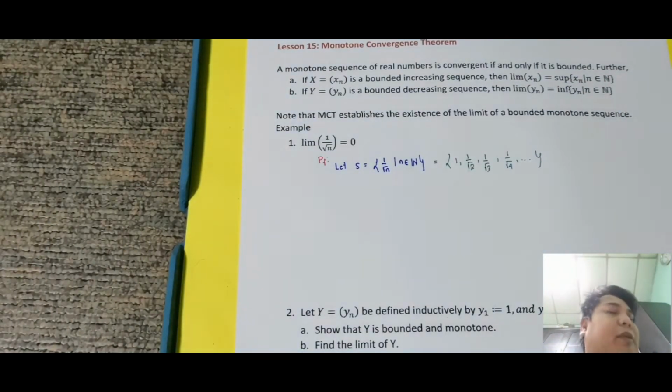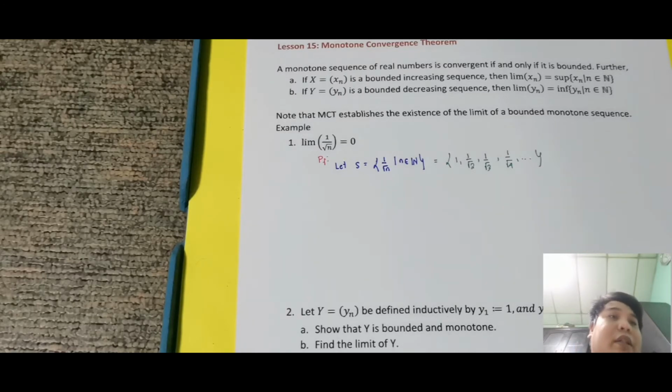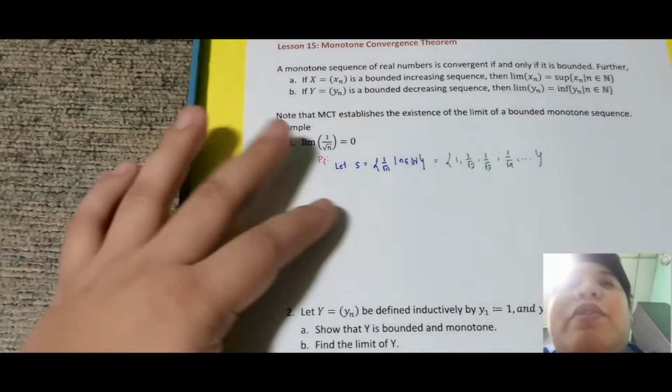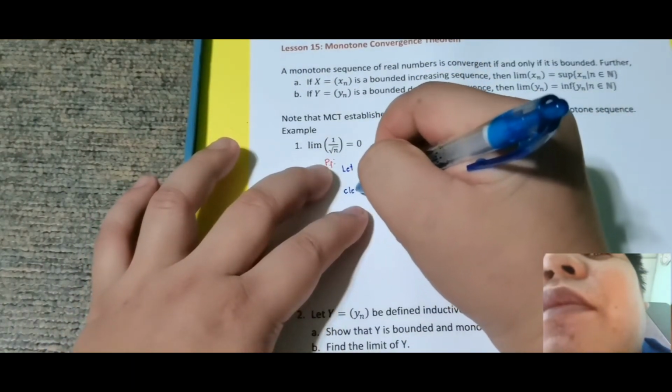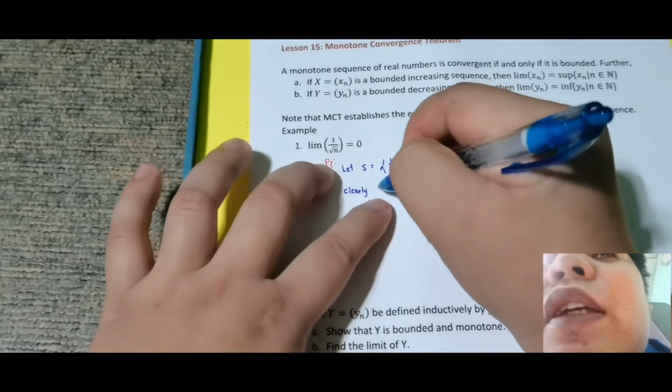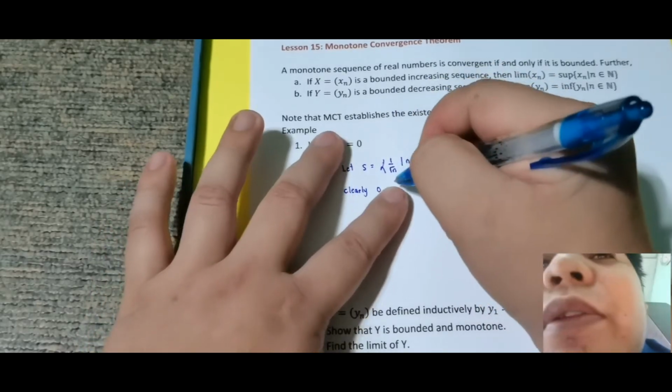Okay, as napapansin mo, as n approaches infinity, that is 1 over square root of infinity, that is 0. So, isa sa sure ko, yung ating set, siya ay bounded by 1, at the same time, bounded by 0. Okay, so isa sa sure ko, clearly, lagay ko nandito, clearly, 0 is a lower bound.